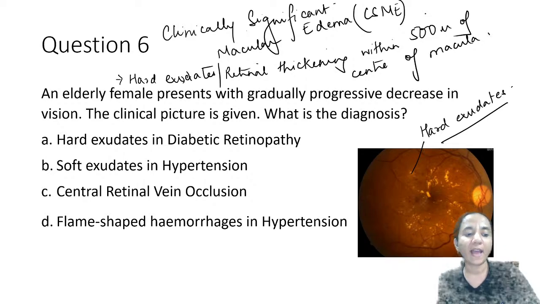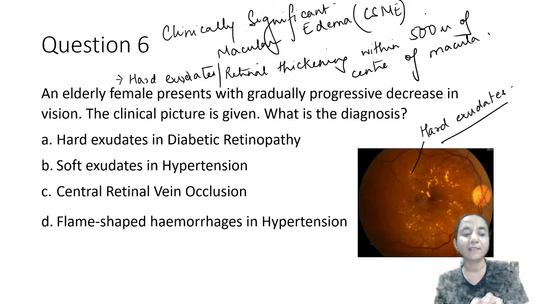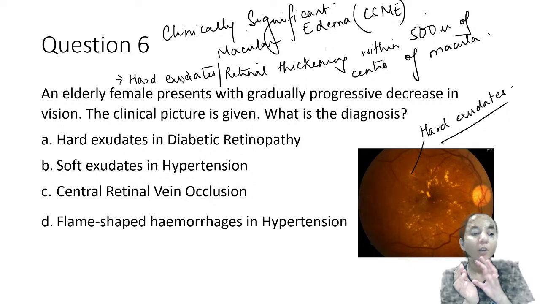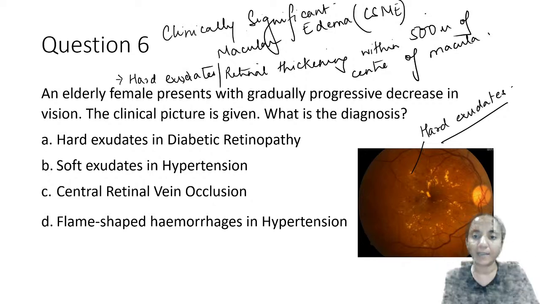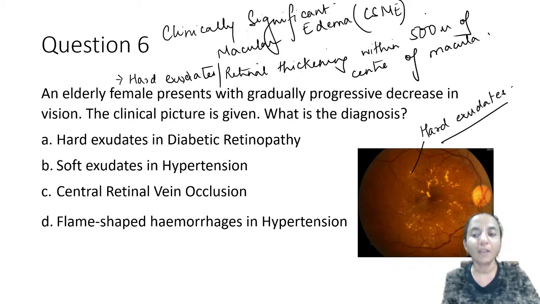So even if you have, say, hard exudates or hemorrhages in the periphery, that is not going to disturb the vision that much. But when you have this kind of collection of hard exudates which leads to retinal thickening right at the center of the macula, then that becomes very clinically significant because that leads to decrease in vision. So this is an important entity in diabetic retinopathy, that is CSME, clinically significant macular edema.